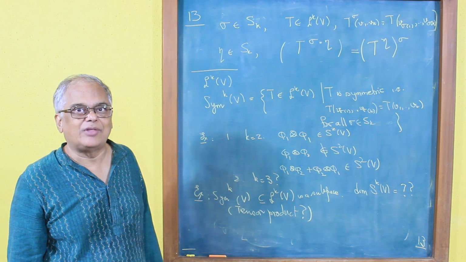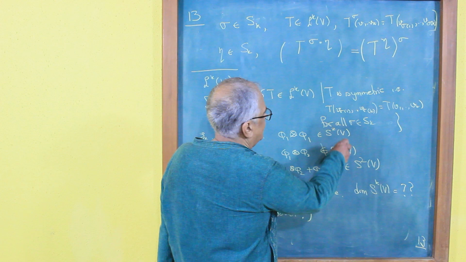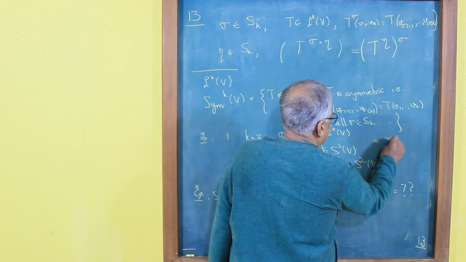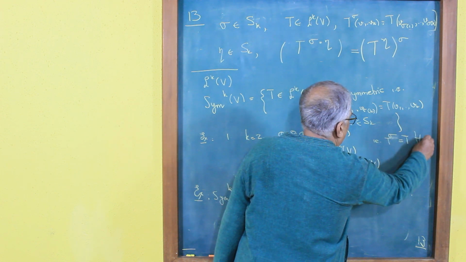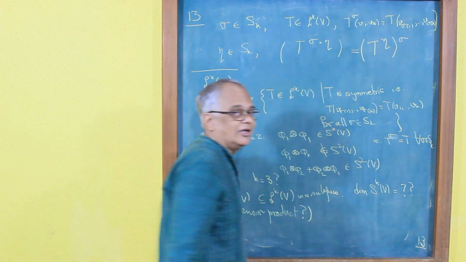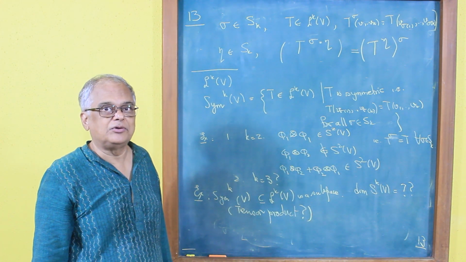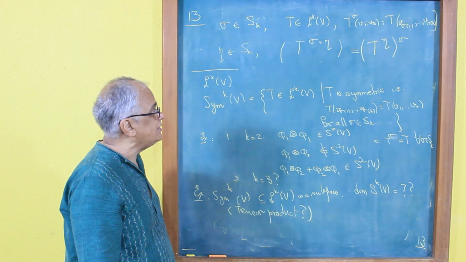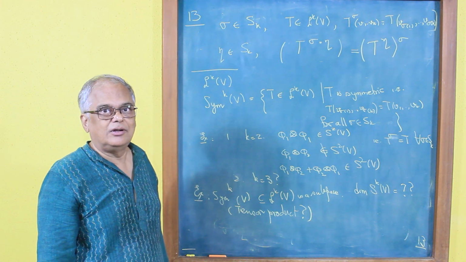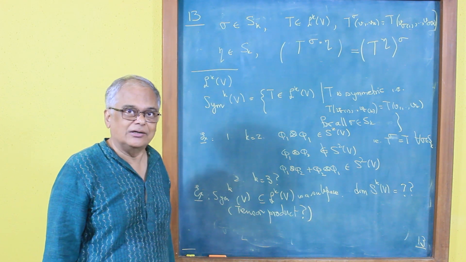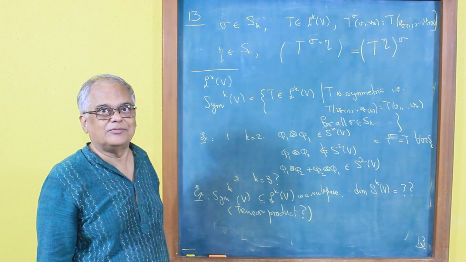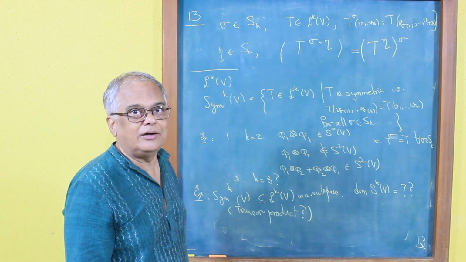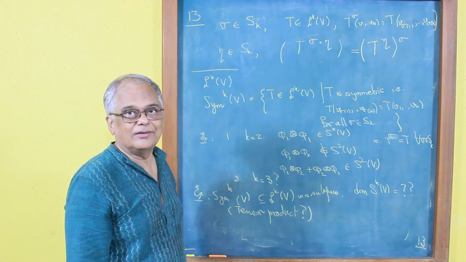Symmetric k-linear map means that, i.e., T sigma is equal to T for all sigma in Sk. That is the meaning of symmetric. T sigma is equal to T for all sigma in Sk. So if you're given any T, which need not be symmetric, what is a natural way of constructing a symmetric k-multilinear map? So this is the idea that we have. Symmetric means that it must be invariant under every element in Sk.